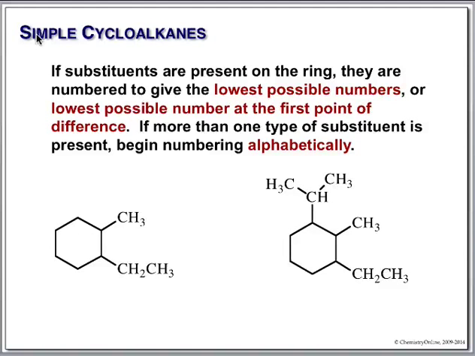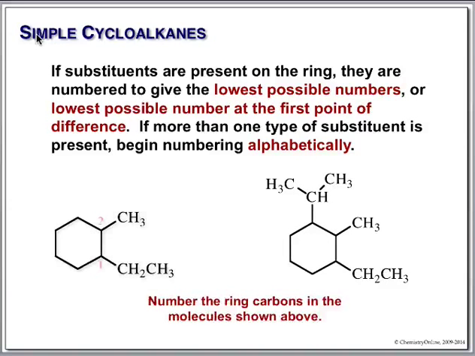The one thing that we have to think about, if you look at this guy, if we just did lowest number, we could do that as carbon one, or this one as carbon one. Does that make sense? Therefore, we have this rule. If it's a tie, you simply go alphabetically. Whoever comes first in the alphabet gets carbon number one. So here, we're going to let this be carbon one, and this would be carbon two. We would not go around the ring this way and make this 1, 6, because again, the lowest number sequence is just 1, 2.